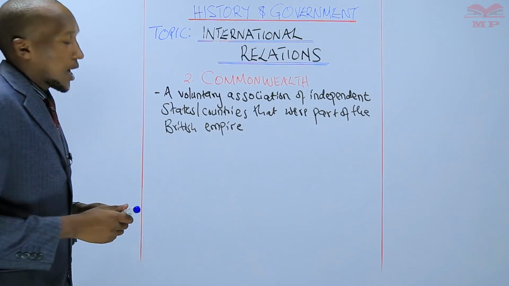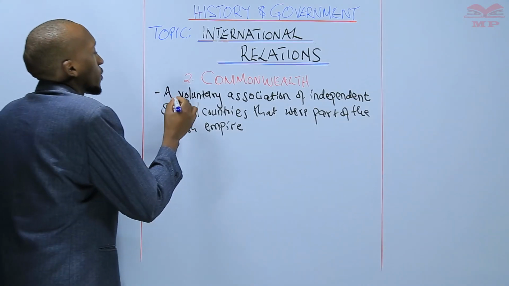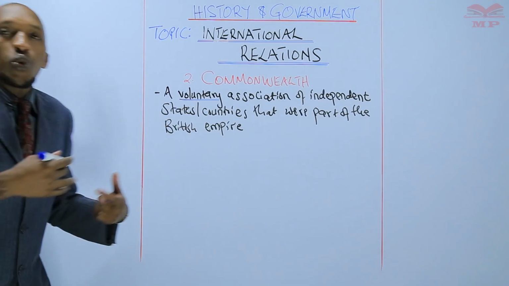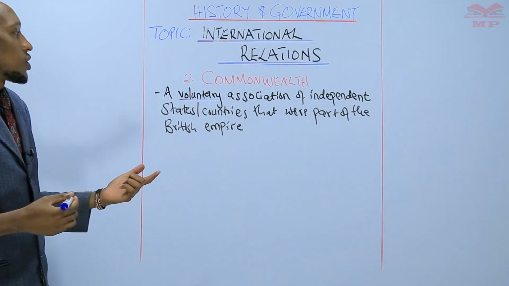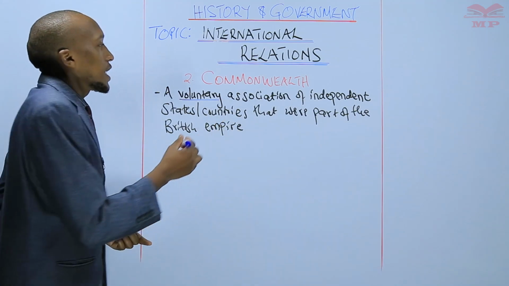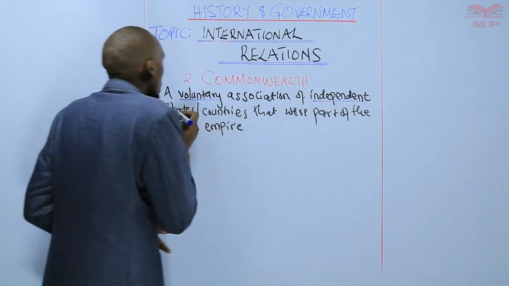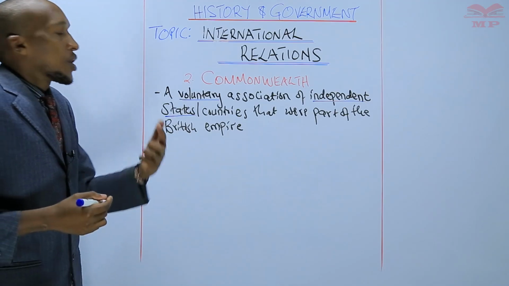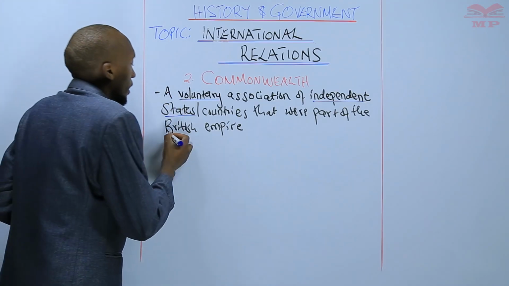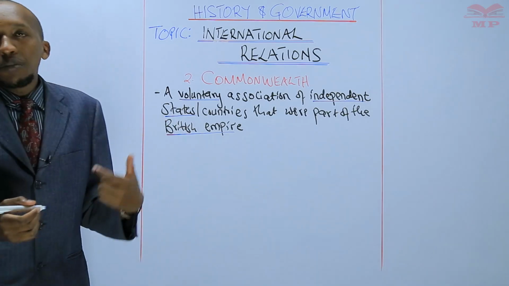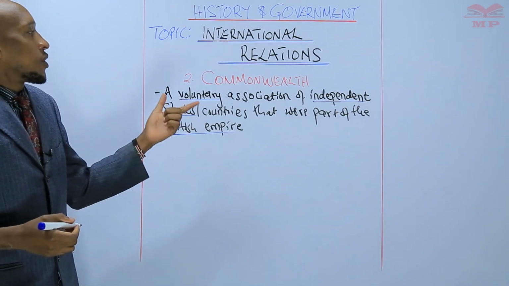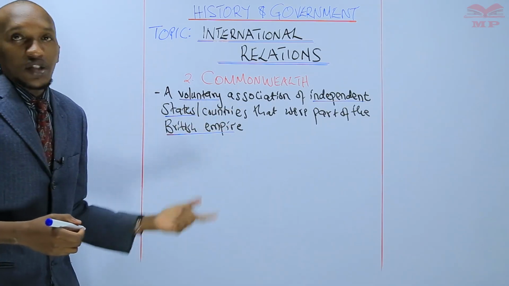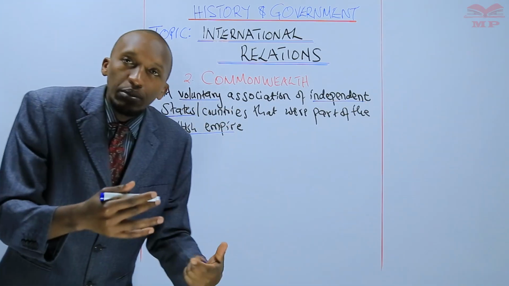So the first point I want you to note is that it is voluntary. It is open to members that are willing to join the association. So it is a voluntary association of independent states. They are no longer colonies or part of the British Empire. The unifying factor is that all of them were part of the British Empire. But for the countries or members to belong to this organization, it is on a voluntary basis.